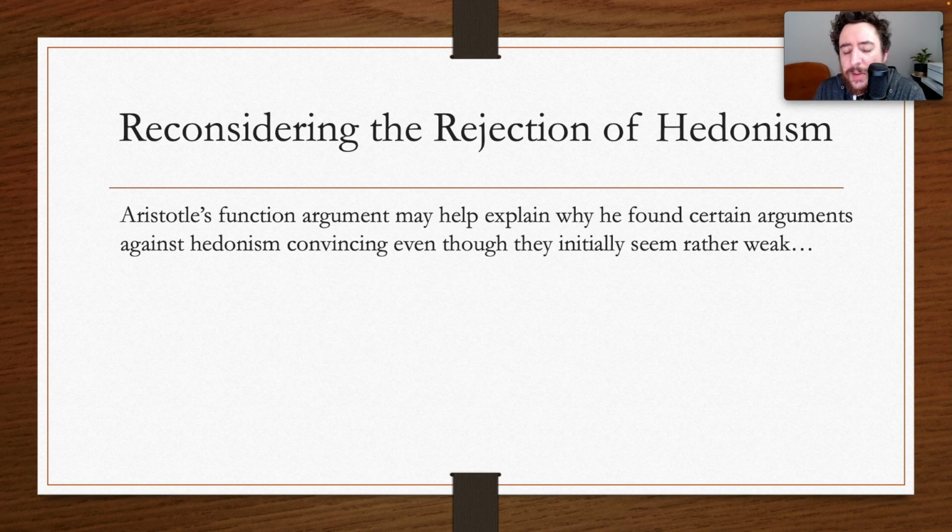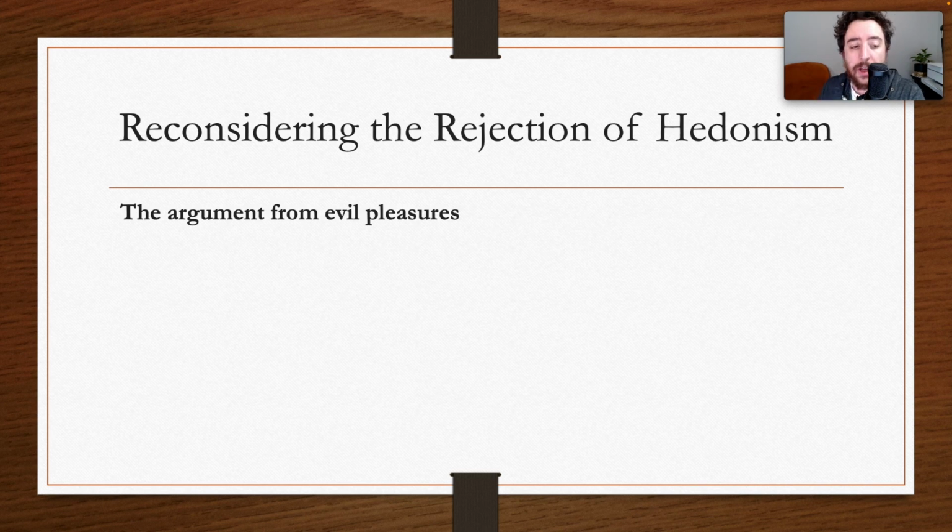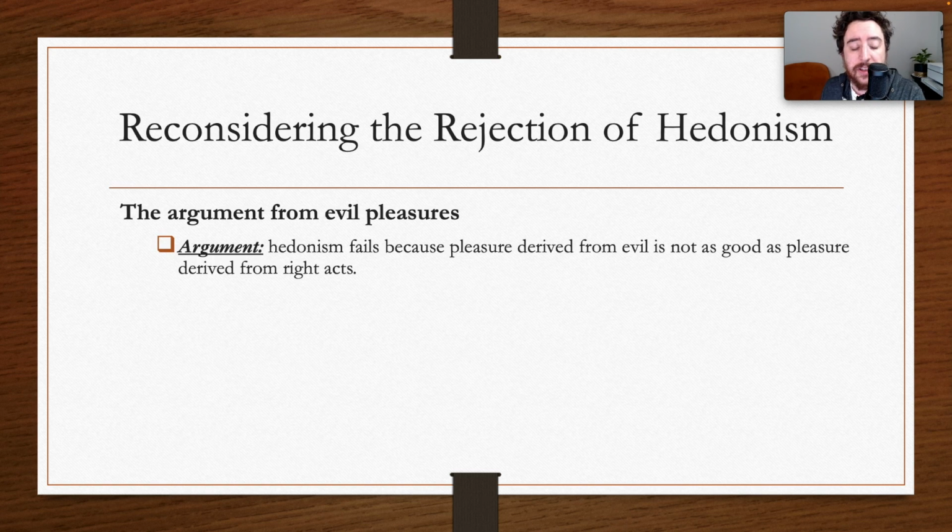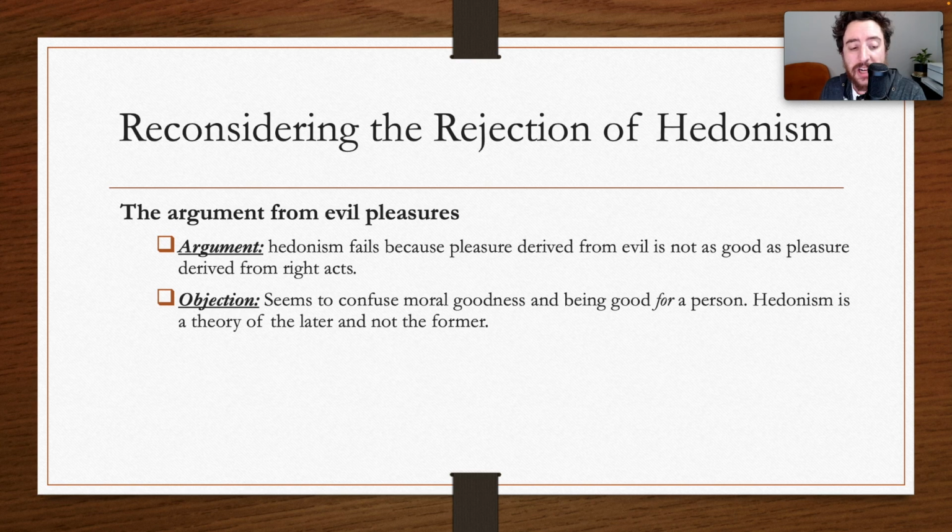Now, this function argument might explain why he found certain arguments against hedonism convincing, even though they initially seem rather weak. Consider the argument from evil pleasures. This argument says that, well, hedonism must be wrong because pleasure derived from evil is not as good as pleasure derived from right acts. But the objection here is that that argument seems to confuse moral goodness and something being good for a person. And hedonism is a theory about what's good for a person, what's involved in their own well-being. It's not a theory about what's morally good.